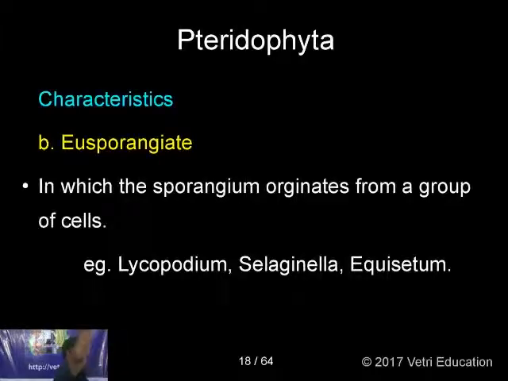The second one is the eusporangiate type. The sporangium develops from a group of cells. Examples: Lycopodium, Selaginella, Equisetum.